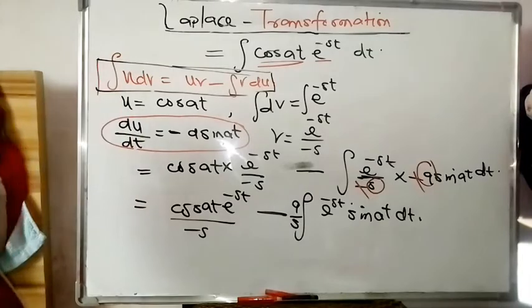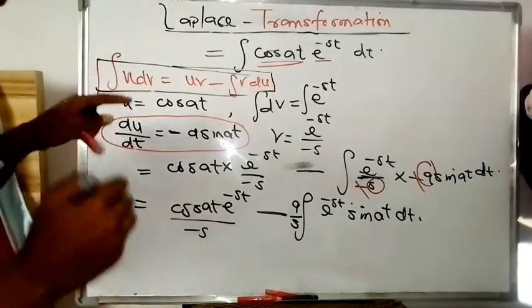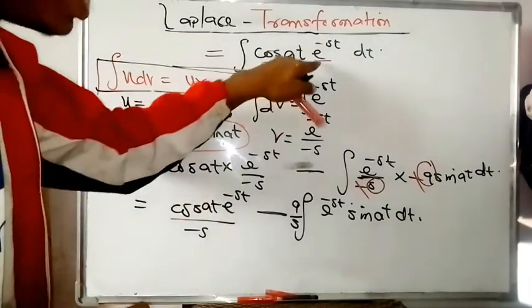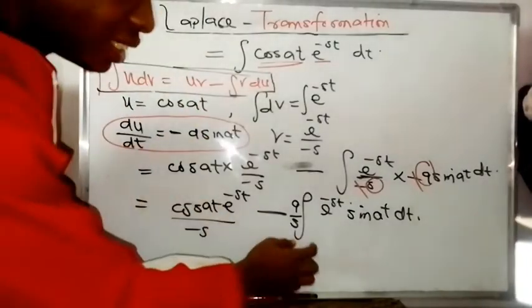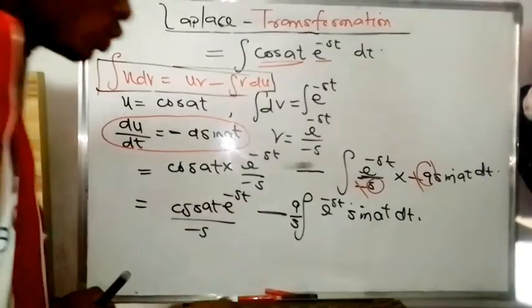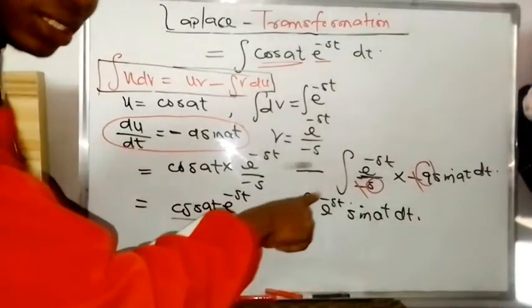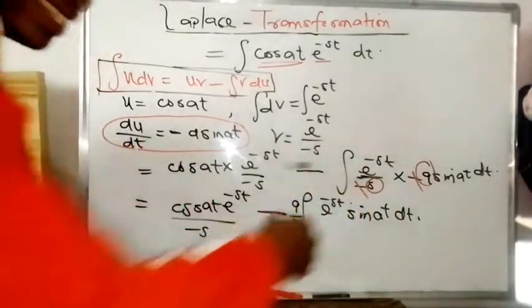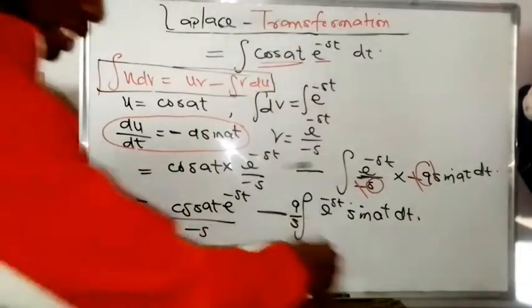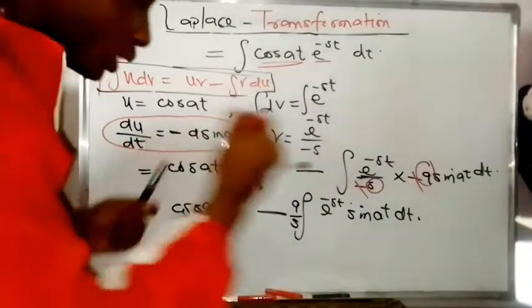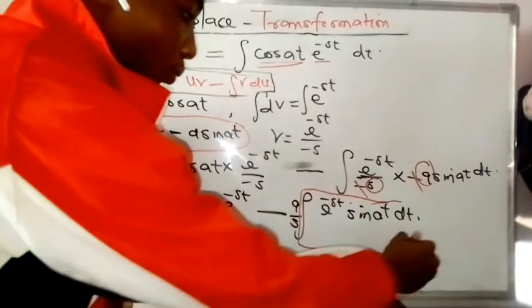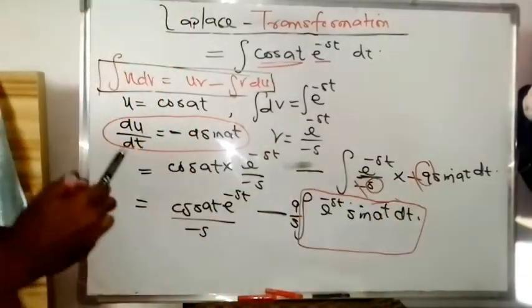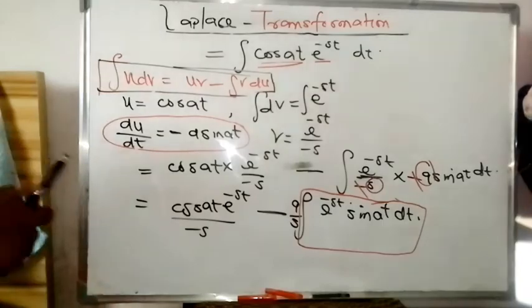So now we have not really gotten our answer, because we are integrating cos at exponential minus st. We have not really gotten our answer as far as there is still an integral sign left here. So for us, we still need to integrate this factor. The same process we did, we are going to integrate it again, taking only this side.